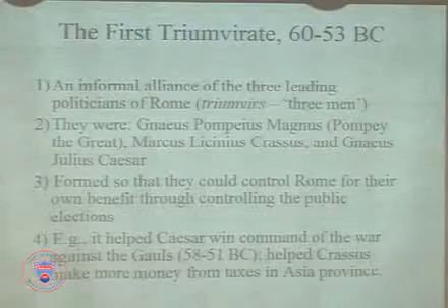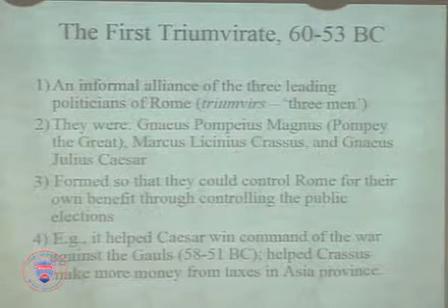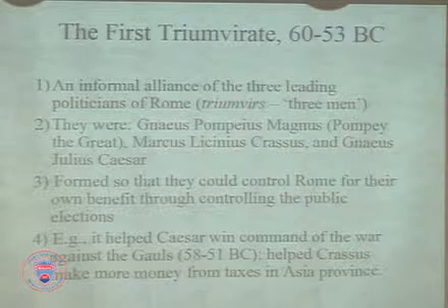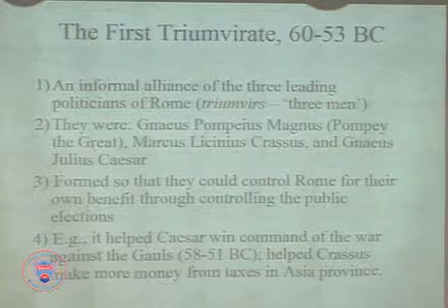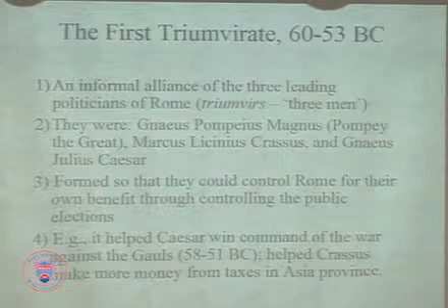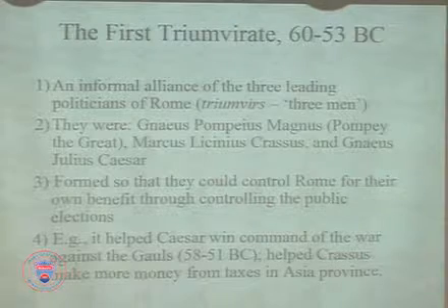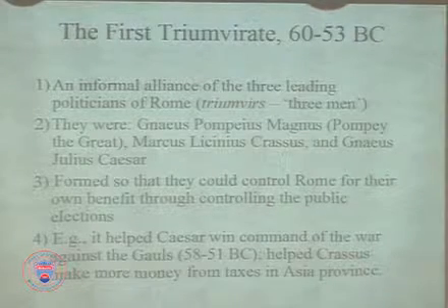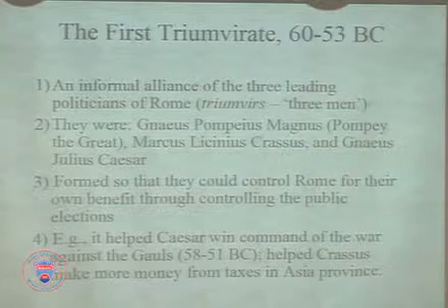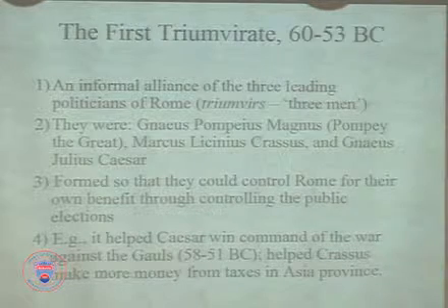Well, Caesar is one of the really crucial people to know about in Roman history, because he does manage to take control of Rome. He does change Roman history in many ways. And this is a sequence of events that begins with what we know as the First Triumvirate, which was an informal alliance of the three leading politicians of Rome. Triumvirs means the three men. And these were Gnaeus Pompeius Magnus, Pompey the Great, Marcus Licinius Crassus, and Gaius Julius Caesar.